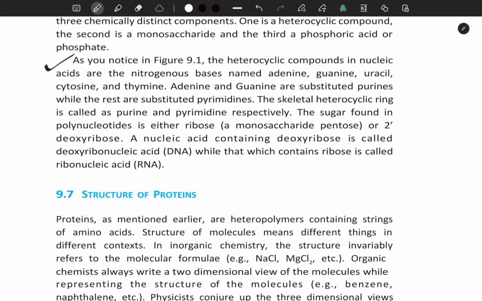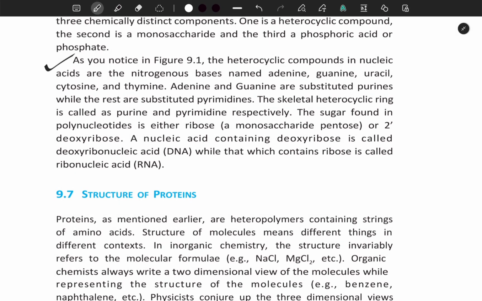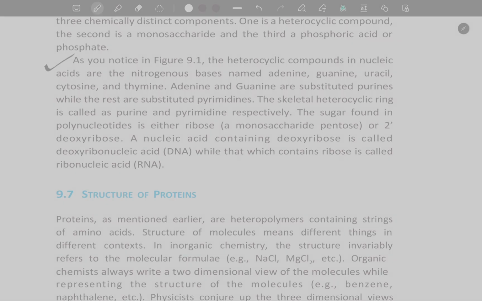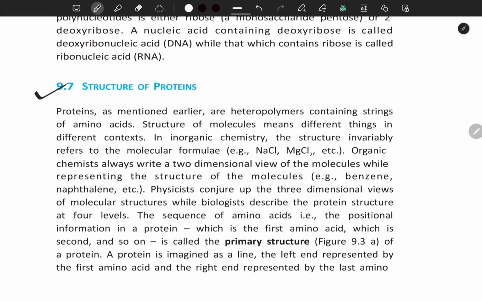As you notice in the figure, the heterocyclic compounds in nucleic acids are the nitrogenous bases named adenine, guanine, uracil, cytosine and thymine. Adenine and guanine are substituted purines while the rest are substituted pyrimidines. The skeletal heterocyclic rings are called purine and pyrimidine respectively. The sugar found in polynucleotides is either ribose, a monosaccharide pentose, or 2'-deoxyribose. A nucleic acid containing deoxyribose is called deoxyribonucleic acid, DNA, while that which contains ribose is called ribonucleic acid, RNA.